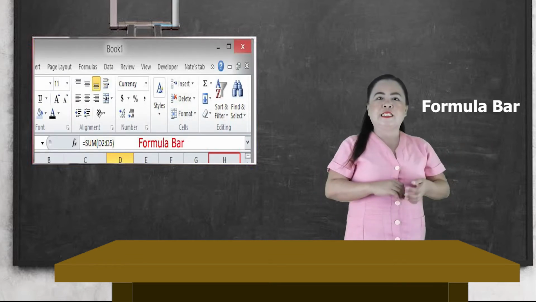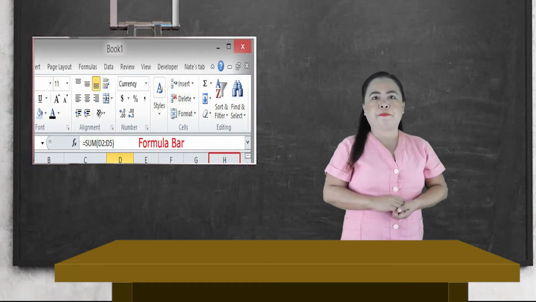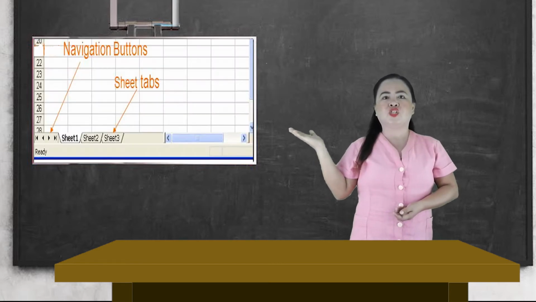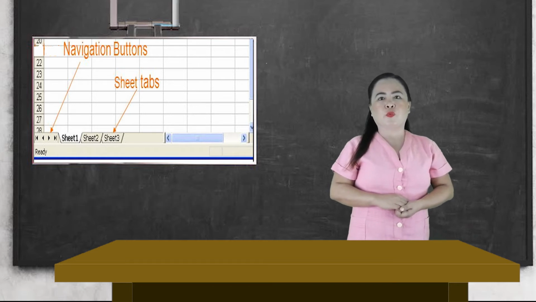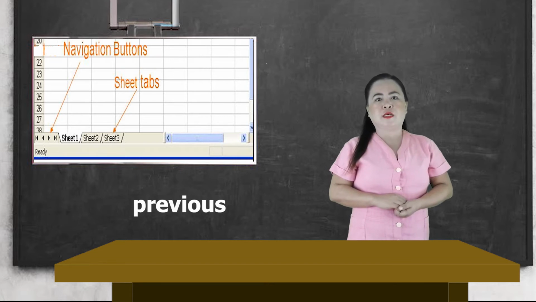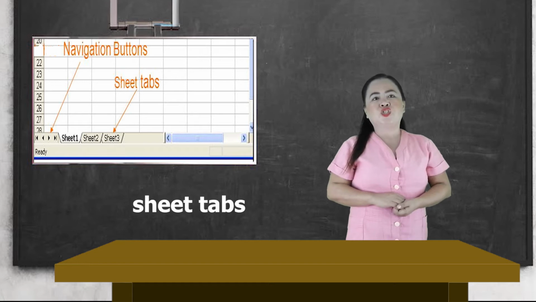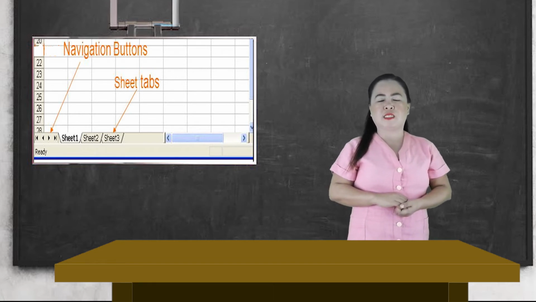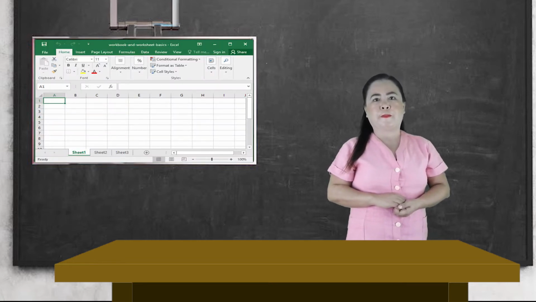Formula bar displays information entered or being entered as you type in the current or active cell. Navigation buttons and sheet tabs allow you to move to another worksheet or workbook. They are used to display the previous, next, and last worksheets in the workbook. Sheet tabs separate a workbook into specific worksheets. A workbook defaults to 3 worksheets.